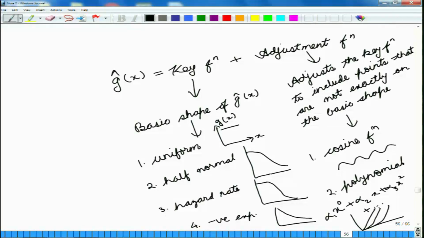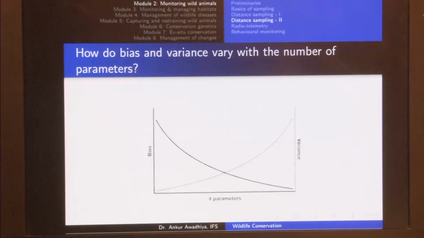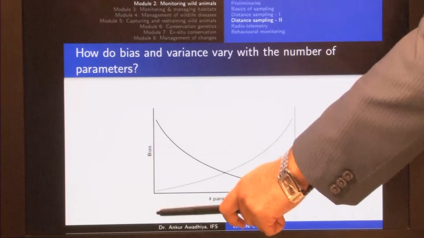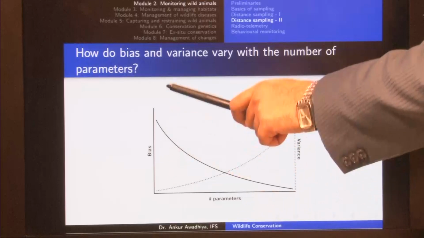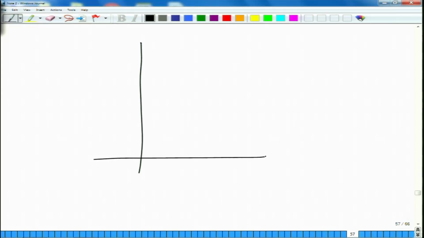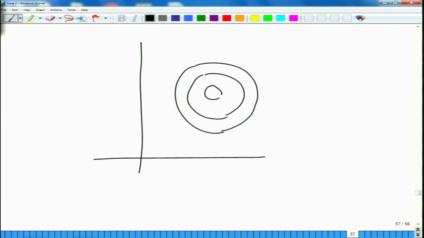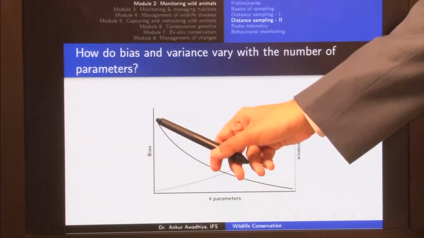Now, how many adjustment functions do we use? Here we have the concept of bias and variance. If we consider the number of parameters, what happens when there are more of them? Bias is the difference between the readings and the actual reading. If we remember our case of the bull's eye shooter, this is our bull's eye and the shooter had all the points here. This distance is our bias B. If we include more and more terms or parameters in our equations, the bias reduces.